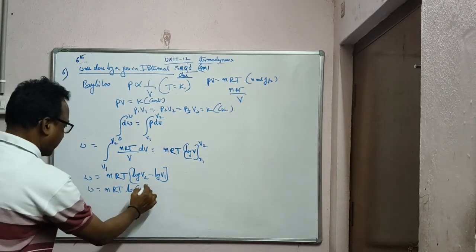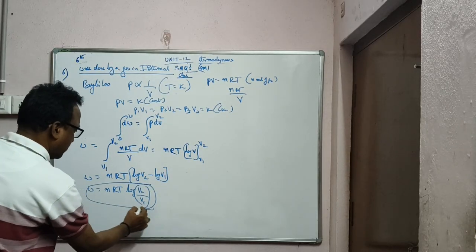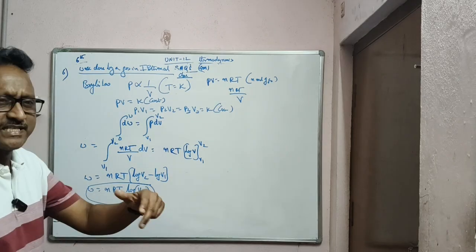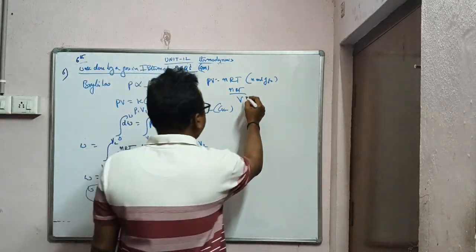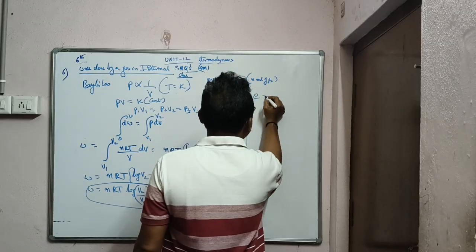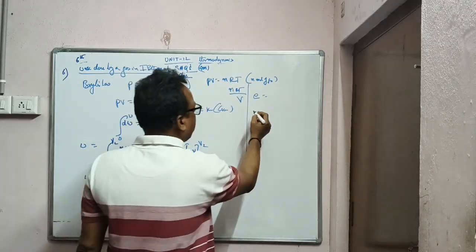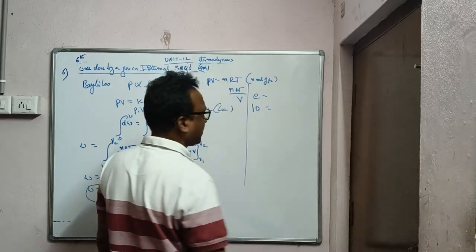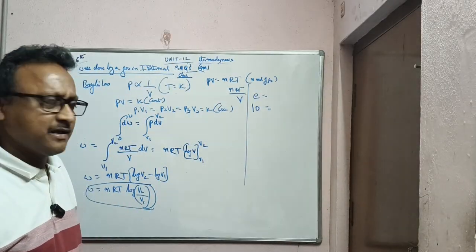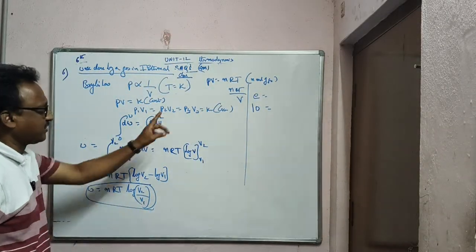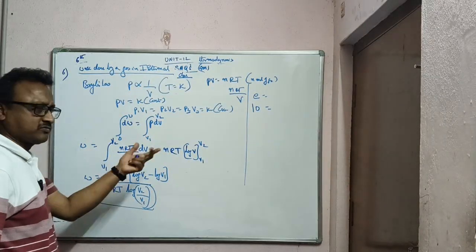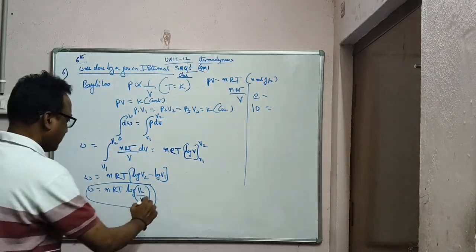So this is the work done equation, and the value changes with the base. Suppose if you take e base, the value will be different. If you take 10 base, the value is different. Okay? Here, if we take this base the value changes, if we take 10 base the value changes. Okay? So this is the thing.